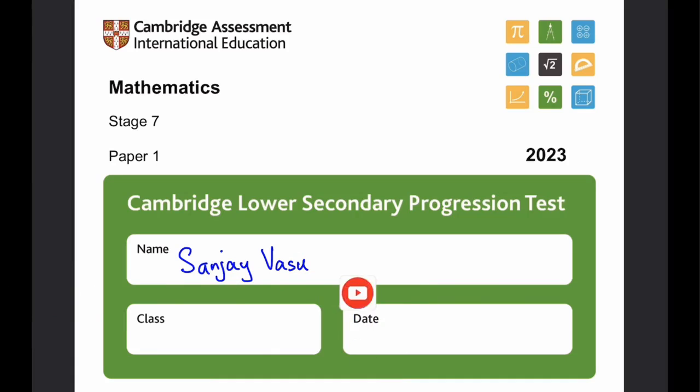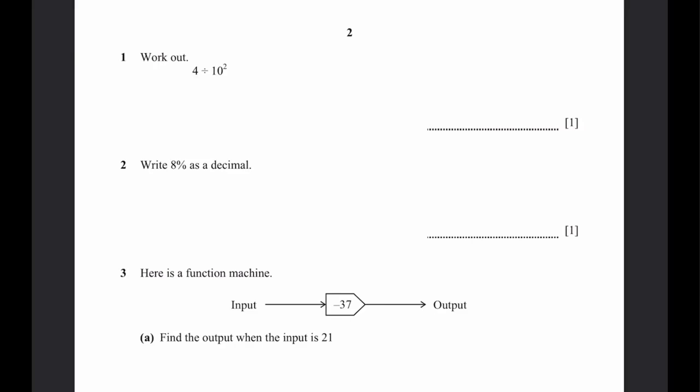This time I'm doing it on Cambridge Lower Secondary Progression Test for Mathematics Stage 7 Paper 1 2023. You're not allowed to use a calculator. Let's start. Question 1. Work out 4 divided by 10 squared.